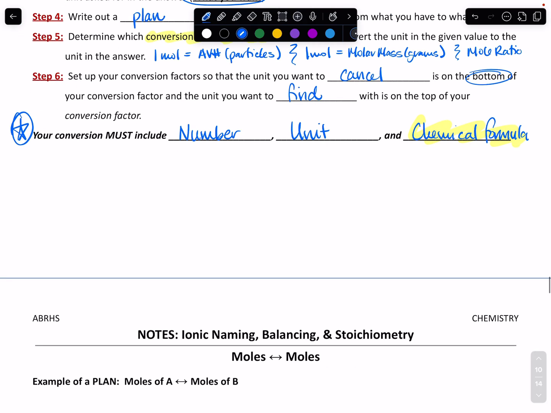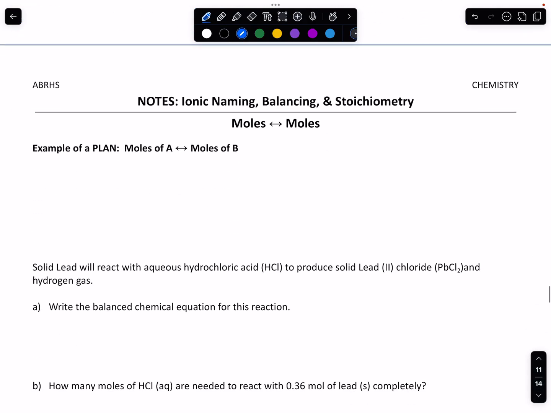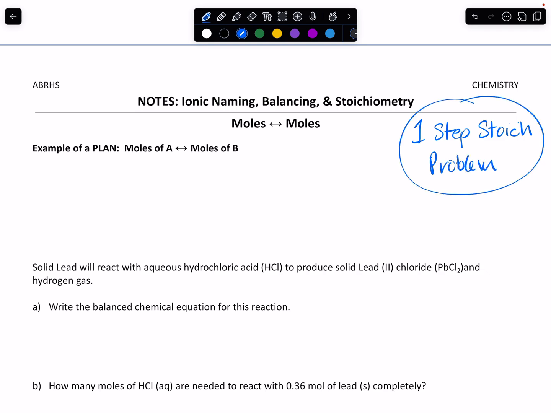Okay, so with everything, it's always best to just practice. So we're going to do this in 3 different screencasts. The first one is going to deal with moving from moles of one substance to moles of another substance within a chemical reaction. So we call this a one-step stoichiometry problem. These are going to be the simplest ones that we are going to see.